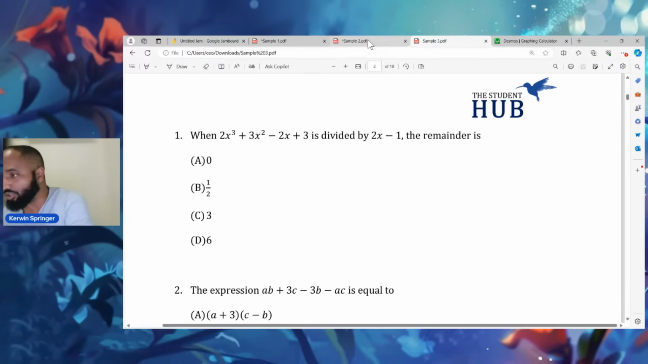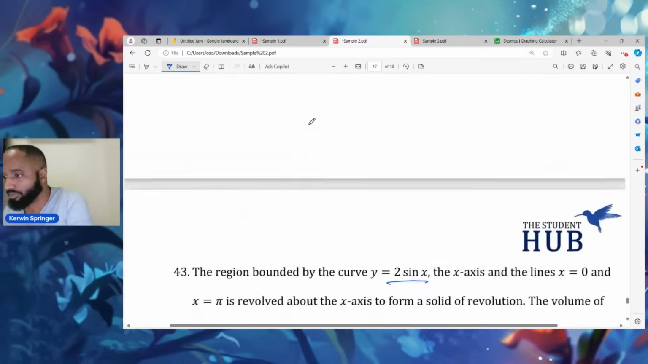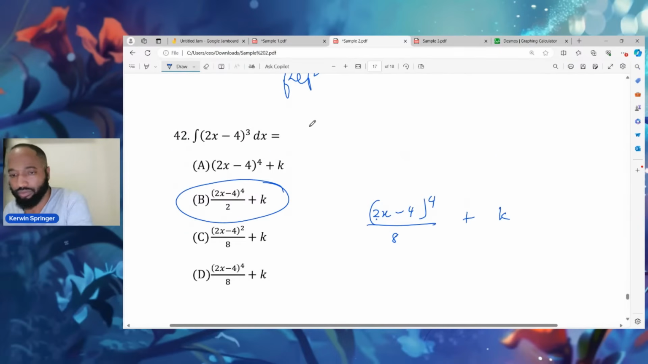Go back to number 42. So yeah, you get to see all the calculator tricks. 2x minus 4 to the, yeah, so add 1, divide. So your answer is D for this one. Let me just double check. Oh, look, I put 8 here in a circle there. Sorry about that.